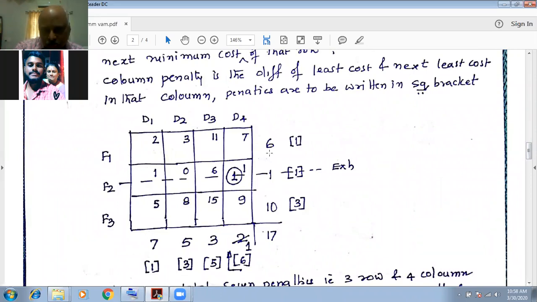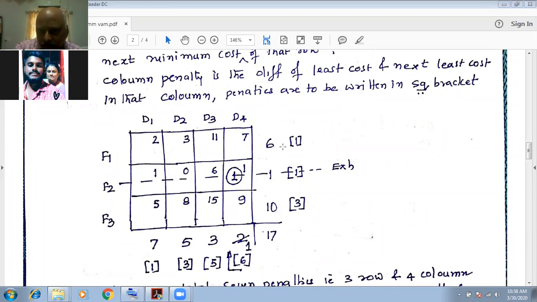Now I'll take the first row. Observe the first row carefully. The costs present in the first row are 2, 3, 11, and 7. I'm repeating, you concentrate only on the first row. You have to find the row penalty. What is the definition of row penalty? Row penalty is the difference of least cost in that row and the next least cost in that row. Least cost in that row is 2. The next least cost is 3. The difference of these two, 3 minus 2, is 1.